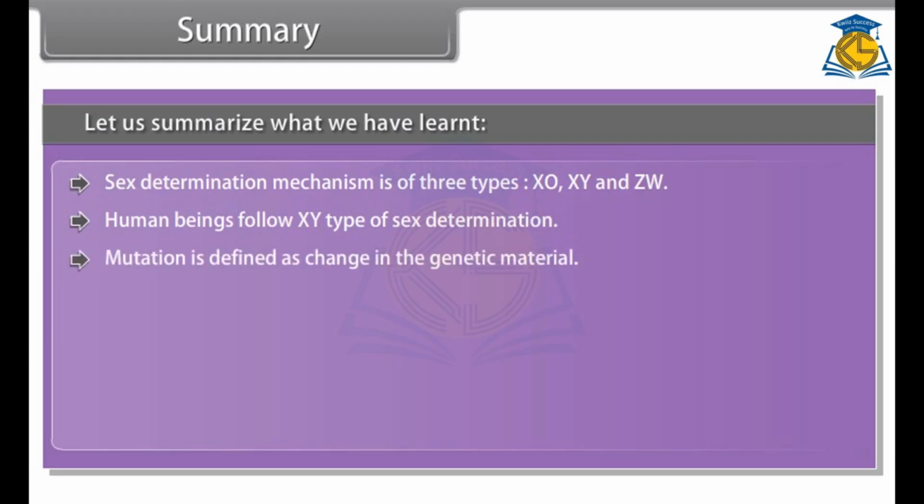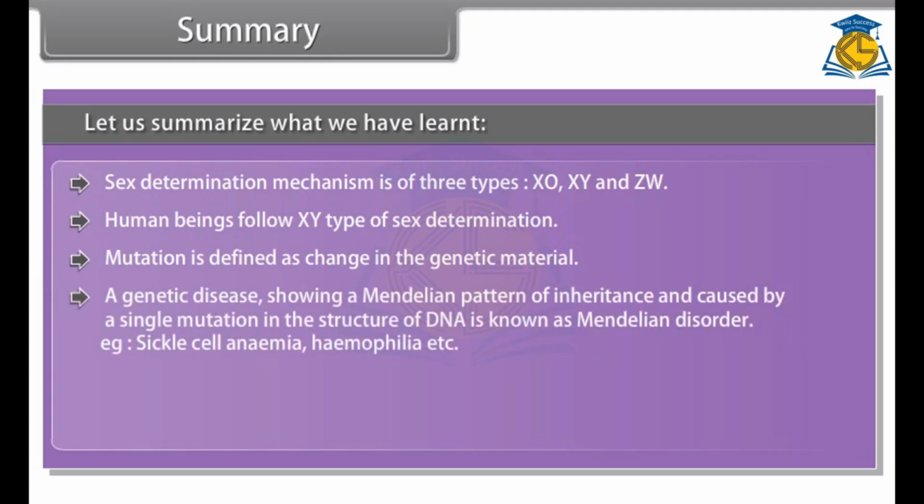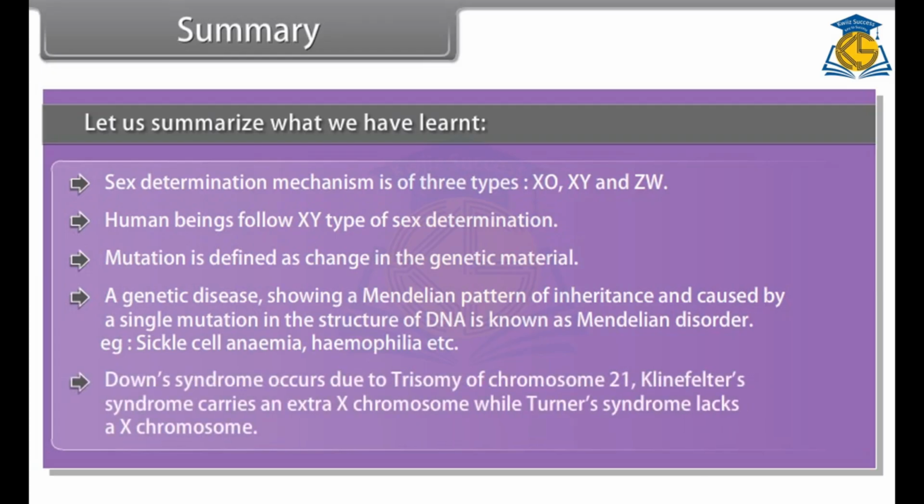Mutation is defined as change in the genetic material. A genetic disease showing a Mendelian pattern of inheritance and caused by a single mutation in the structure of DNA is known as Mendelian disorder. Example: sickle cell anemia, hemophilia, etc. Down syndrome occurs due to trisomy of chromosome 21. Klinefelter's syndrome carries an extra X chromosome, while Turner's syndrome lacks a X chromosome.